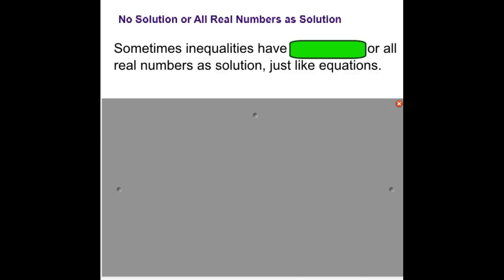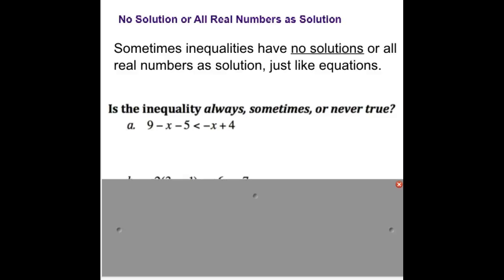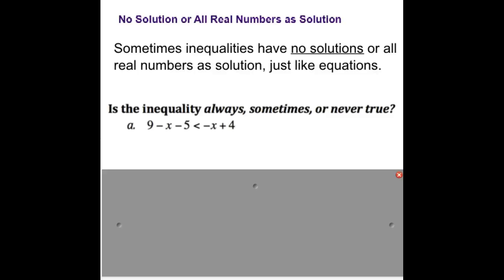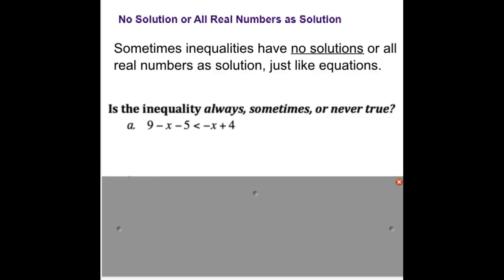One quick thing we have to talk about is no solution or all real numbers as solutions. Sometimes inequalities have no solutions or all real numbers as solutions. And so here we have an example, so let's solve it and figure out what we get. It says 9 minus x minus 5 is less than negative x plus 4. We just want to start solving for x. So combine your like terms on the left. Negative x, 9 minus 5 is positive 4, which is less than negative x plus 4. Get your x's on the same side and notice that the x's cancel.